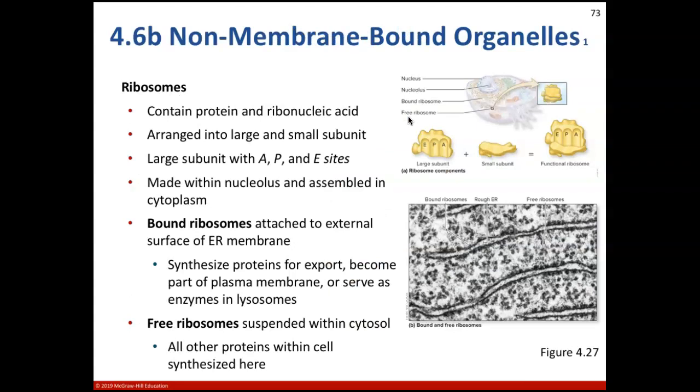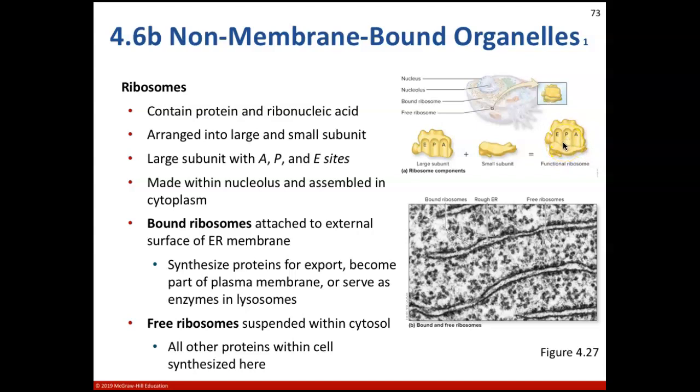Now let's move on to our non-membrane bound organelles, starting with ribosomes. Our ribosome is going to contain protein and ribonucleic acid and is arranged into a large subunit and a small subunit that come together. And the large subunit has these special sites, which we're going to talk about in our coming sections. We've got our E, our P, and our A site. This is made within that nucleolus, within the nucleus, and is assembled into its large and small subunits coming together within the cytoplasm.